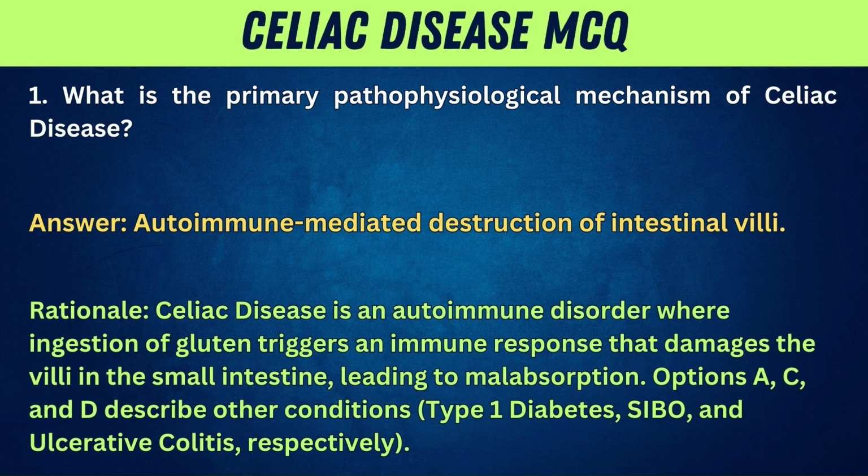Rationale: celiac disease is an autoimmune disorder where ingestion of gluten triggers an immune response that damages the villi in the small intestine, leading to malabsorption. Options A, C, and D describe other conditions: type 1 diabetes, SIBO, and ulcerative colitis, respectively.